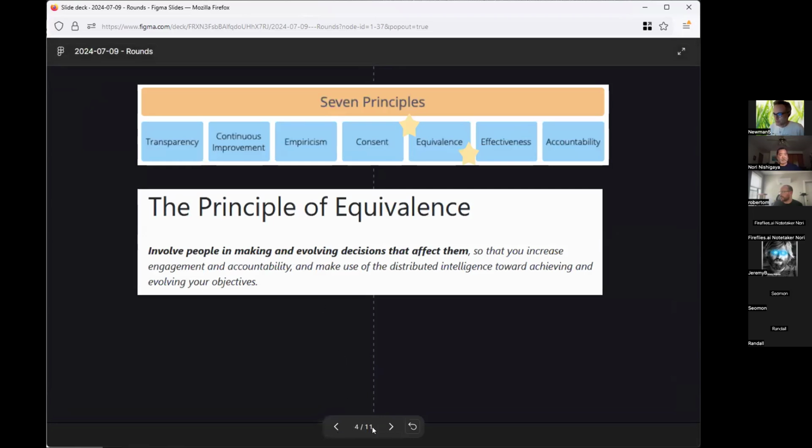Principle of equivalence. And these principles are connected to all of these patterns.